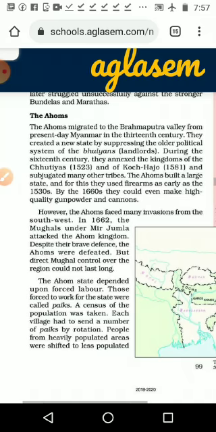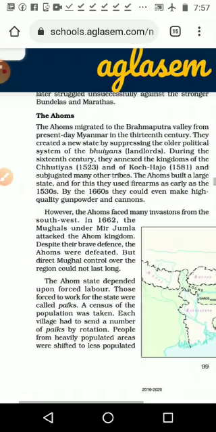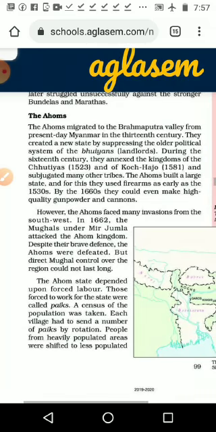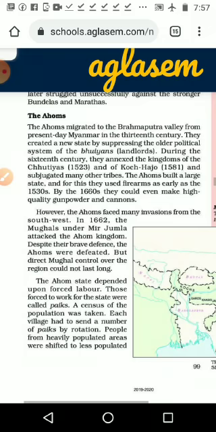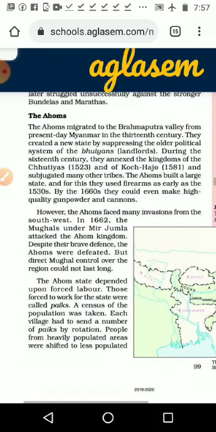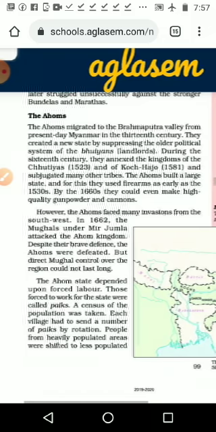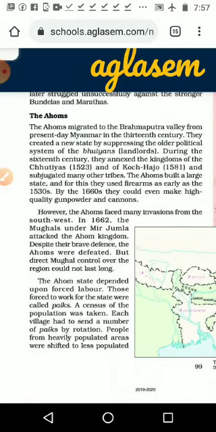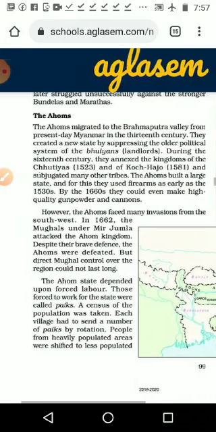Please underline how they captured the valley area of Brahmaputra. During the 16th century, they annexed the kingdom of Chutias in 1523 and Koch Hajo in 1581 and subjugated many other tribes. Two major tribes and other minor tribes also they subjugated or attacked, and they became more powerful.